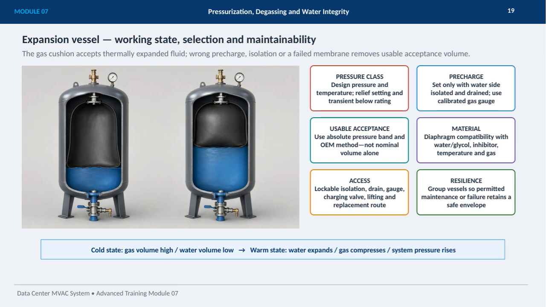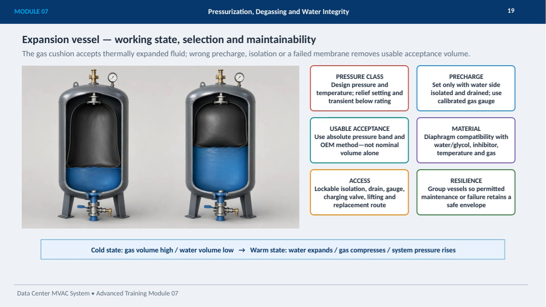The gas cushion inside the vessel accepts thermally expanded fluid, maintaining system stability. However, if the precharge pressure is incorrect, or if isolation valves are closed, or the membrane fails, the vessel loses its ability to accept this expansion. When selecting and maintaining an expansion vessel, several key factors must be considered.